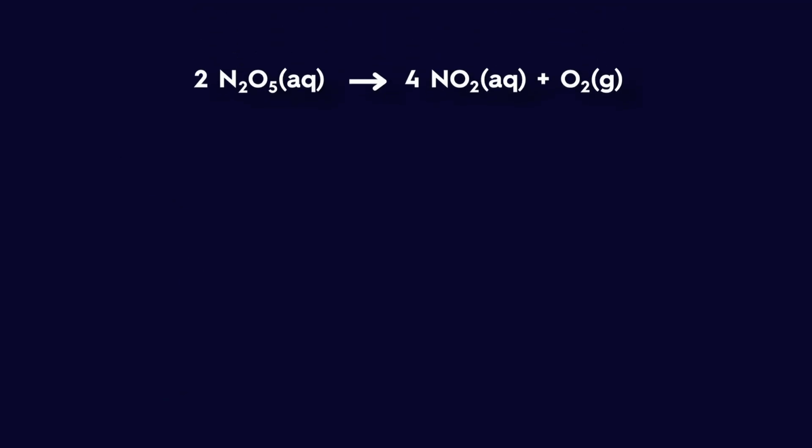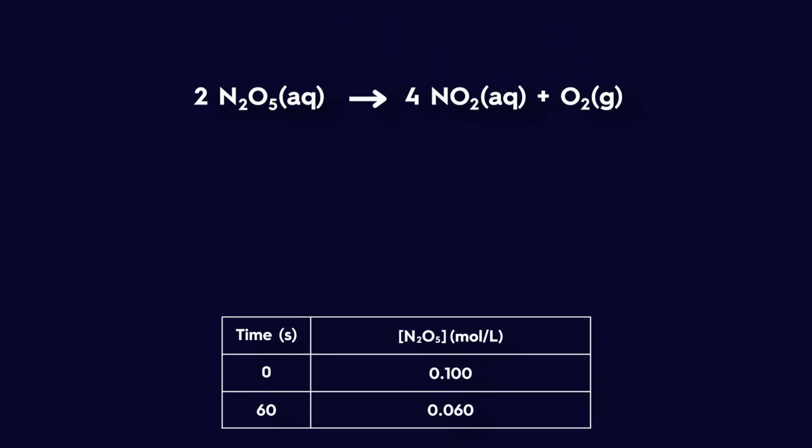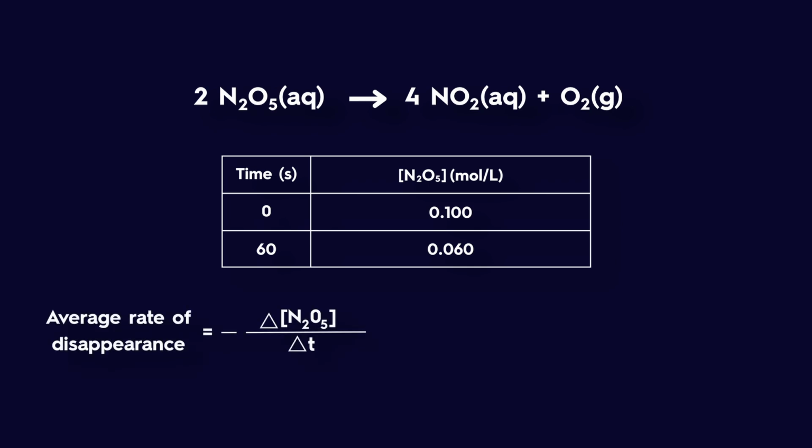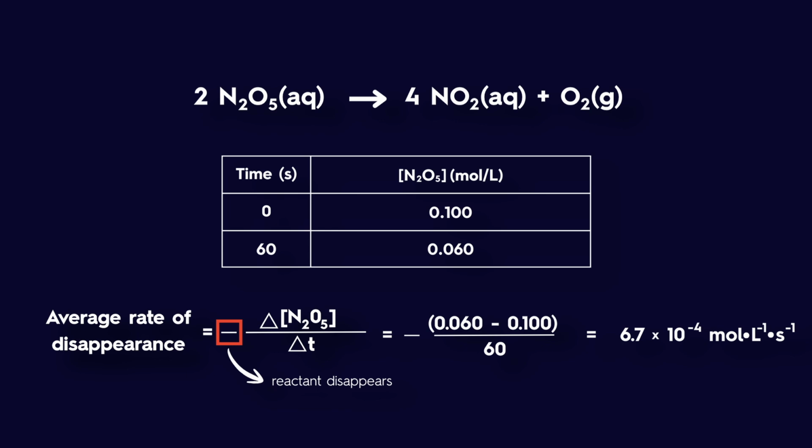Let's work one example. Consider the decomposition of dinitrogen pentoxide in solution. Over the first minute, we compute the average rate of disappearance by taking the change in its concentration divided by the change in time. Because it is a reactant, that change is negative. The magnitude tells us how fast it is being consumed.